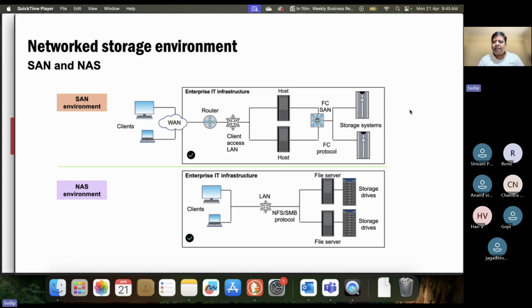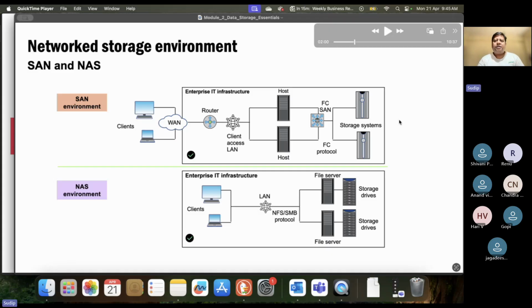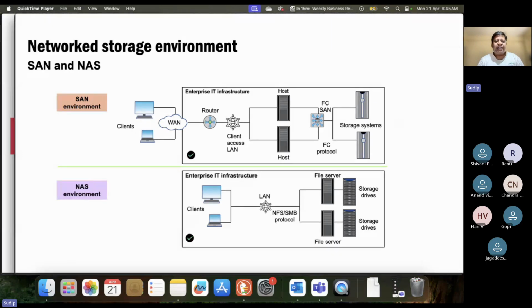Very simply put, if anybody asks you what is the major difference between a SAN and a NAS, you simply say, in a NAS, the storage system has control of the file system, whereas in a SAN, the storage does not have access to the file system. The file system is with the server or the host or the workload. This is the major difference.